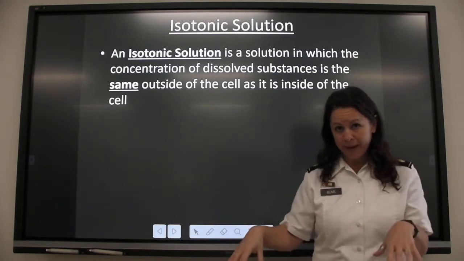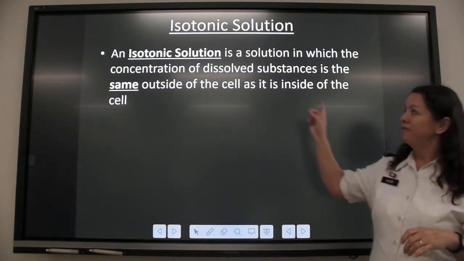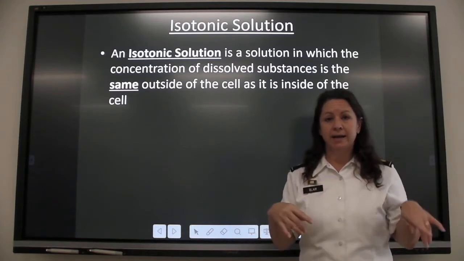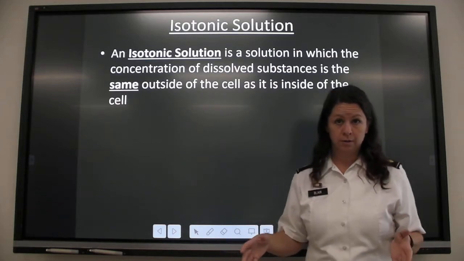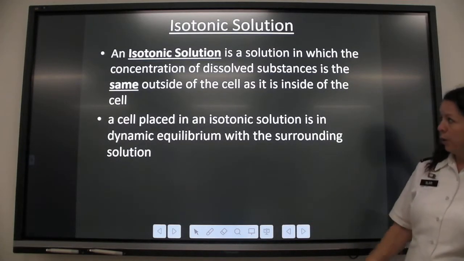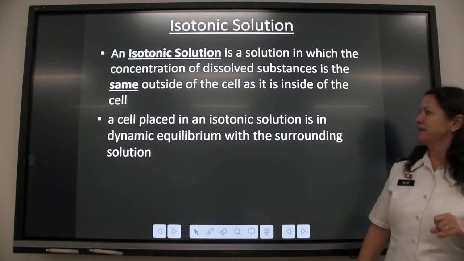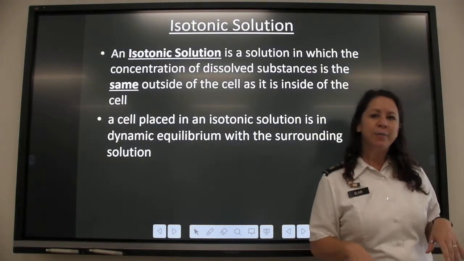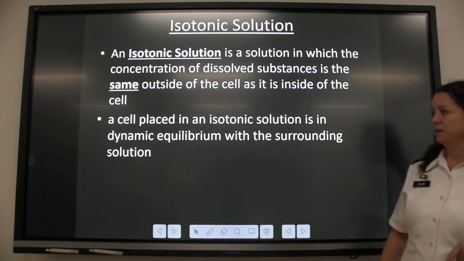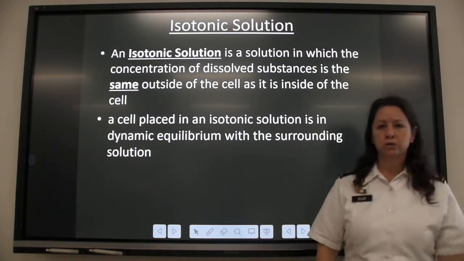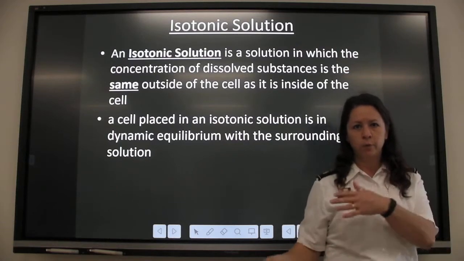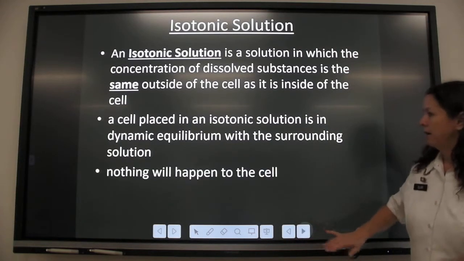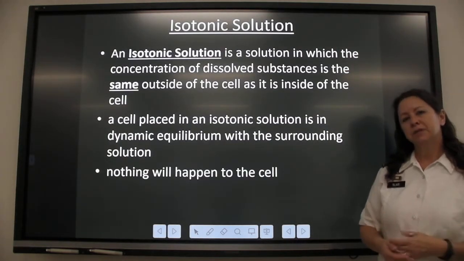Okay? Same amount, inside and outside. Now, if you have the same amount of salt in and out, that means you have the same amount of water in and out. And so, a cell placed in an isotonic solution is in dynamic equilibrium with the surrounding solution. Water's going to move in, water's going to move out, but nothing's actually going to change. It's just going to be a constant back and forth. So nothing will happen to the cell.